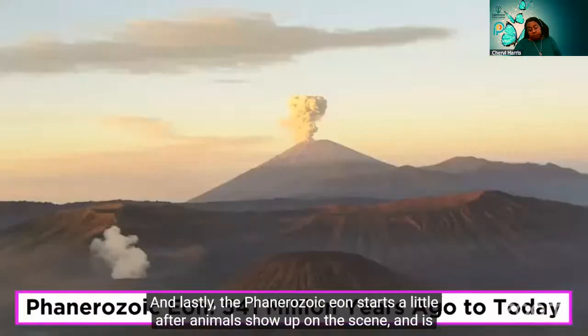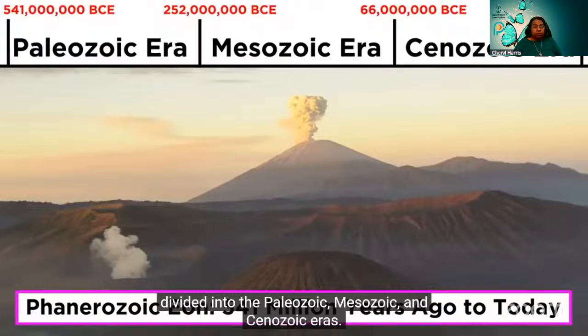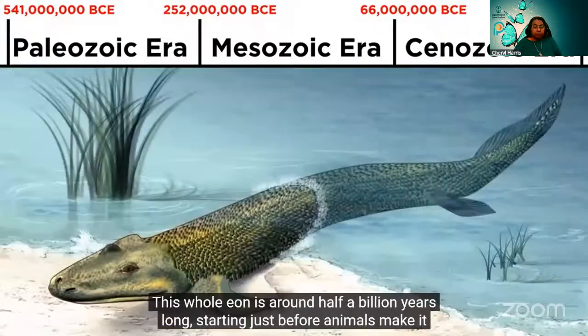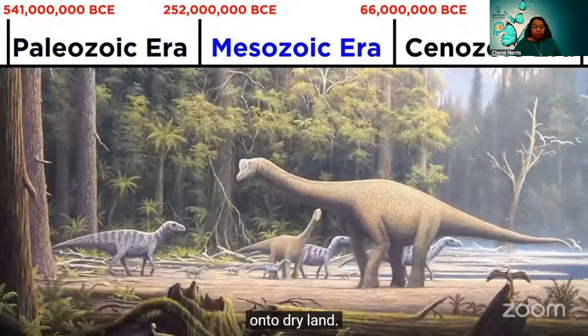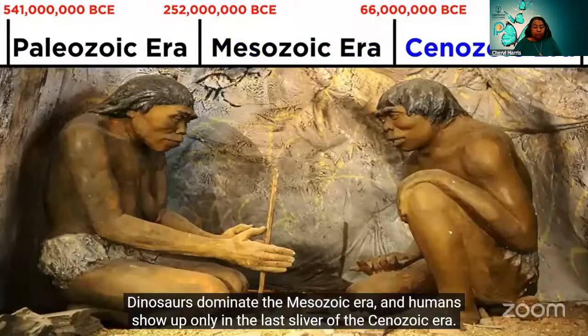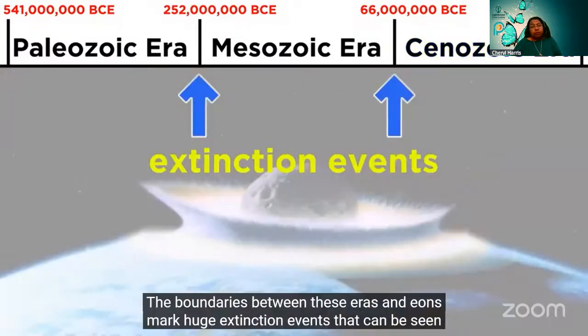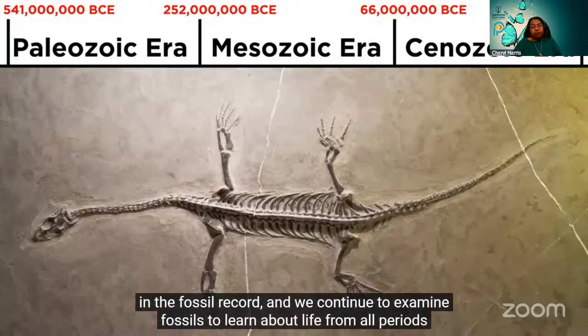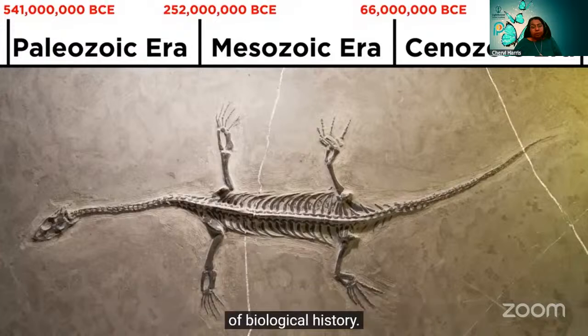And lastly, the Phanerozoic eon starts a little after animals show up on the scene and is divided into the Paleozoic, Mesozoic, and Cenozoic eras. This whole eon is around 500 million years long, starting just before animals make it onto dry land. Dinosaurs dominate the Mesozoic era, and humans show up only in the last sliver of the Cenozoic era. The boundaries between these eras and eons mark huge extinction events that can be seen in the fossil record, and we continue to examine fossils to learn about life from all periods of biological history.